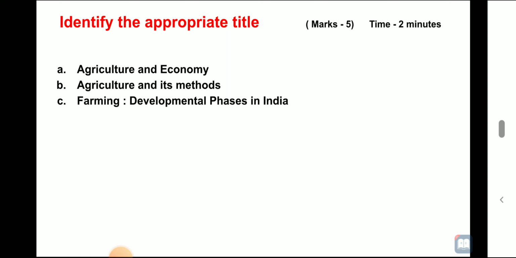The right answer here is agriculture and economy, because the economical aspect is very much correlated in the passage with agriculture.